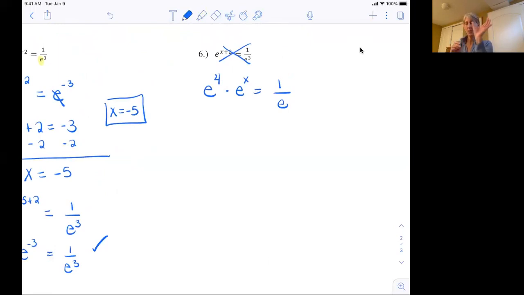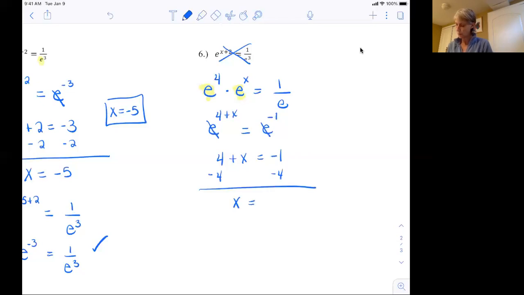Now, when I look on that left side of the equation, I see an e and an e. So I've got to simplify this left side. I have to rewrite it as one base. Okay. What do I do when I multiply like bases? I add their powers. So this is e to the 4 plus x equals, and on the right side of the equation, I need to rewrite e as a power. So e to the -1. Cancel my bases. 4 plus x equals -1. Solve for x. And x is going to equal -5.